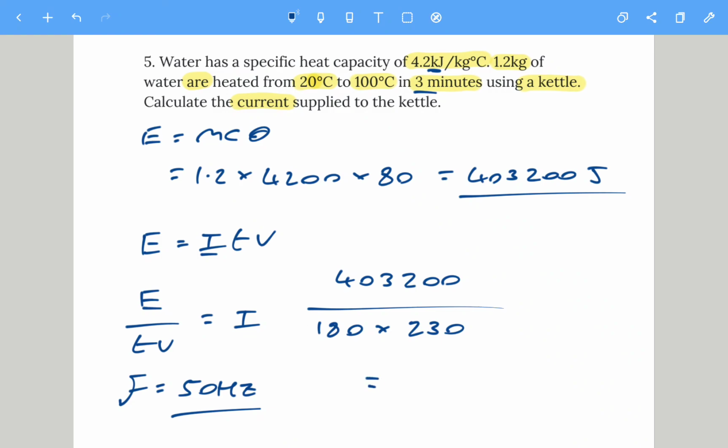Right, if we put that into our calculator, that will give us the current, which is 9.7 amps. If you got that, really well done. If not, if you want to retry it, well, it's completely up to you. You just need to rewind.